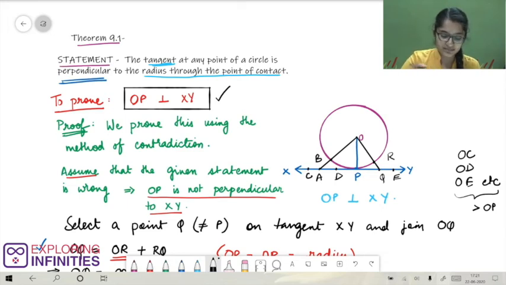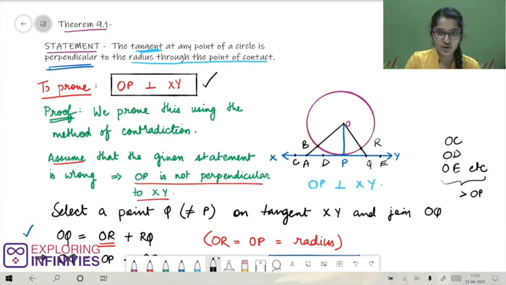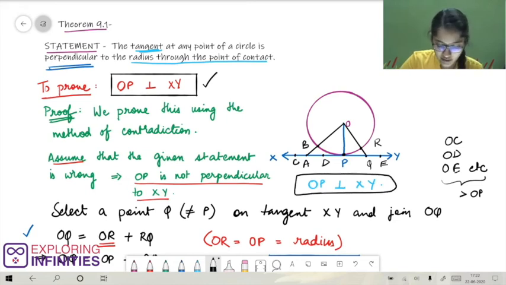point of contact. Let us once review the steps that we have gone through in order to prove this statement. The statement says the tangent at any point of a circle is perpendicular to the radius through the point of contact. Here we are considering a circle having center O and a line xy which is tangent to this circle at point P. Radius at point P is OP. So the statement that we have to prove is OP is perpendicular to xy. In order to prove this theorem, we are using the method of contradiction.